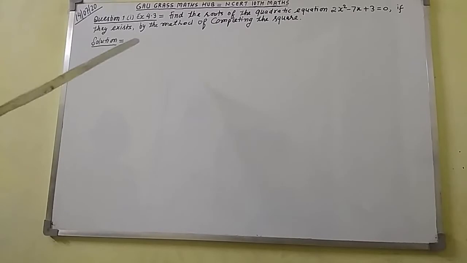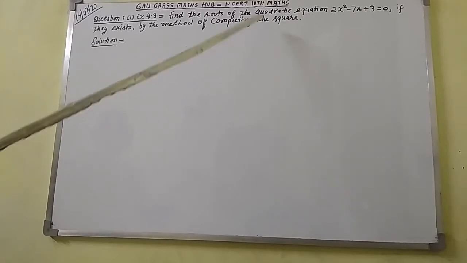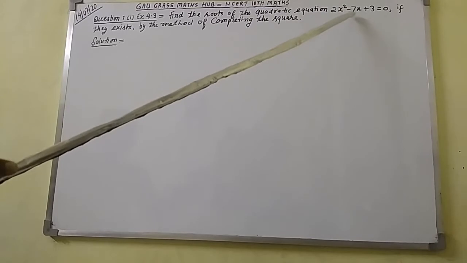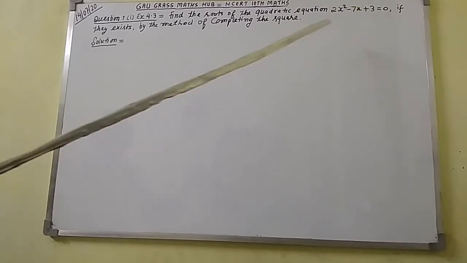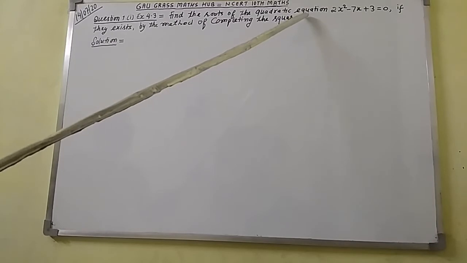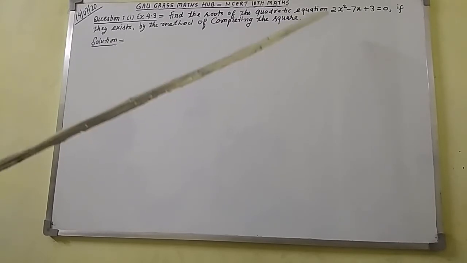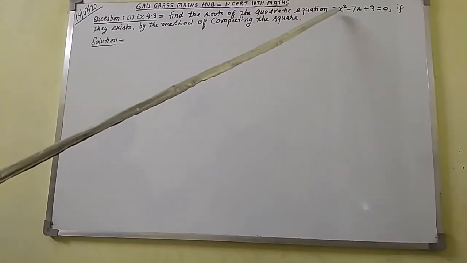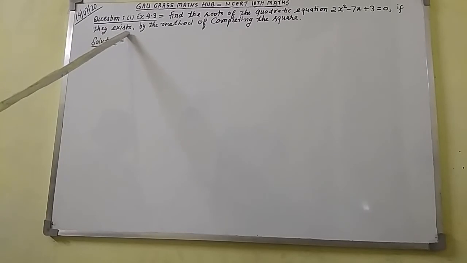Solution: Now here you can see this quadratic equation 2x square minus 7x plus 3 equal to 0 is in the form of ax square plus bx plus c equal to 0. This is the general form. Here you have to find out roots. Here you have to determine whether roots of this quadratic equation exist or not. So let us proceed further. How will you determine the roots of this quadratic equation? Let us see.